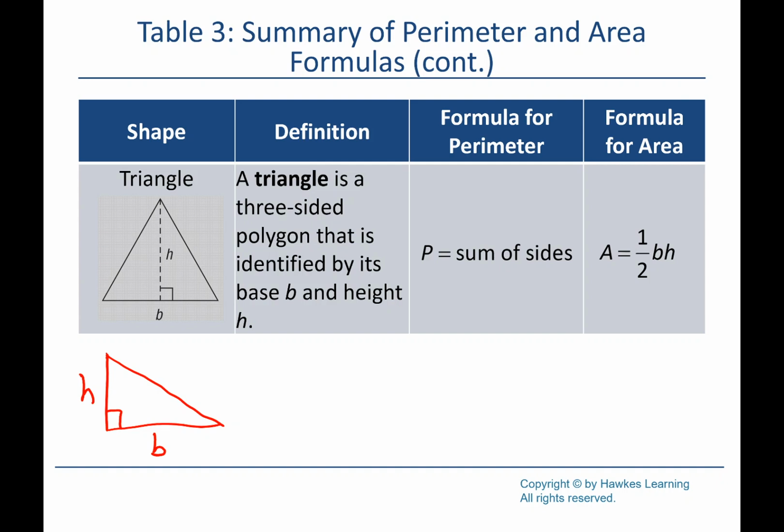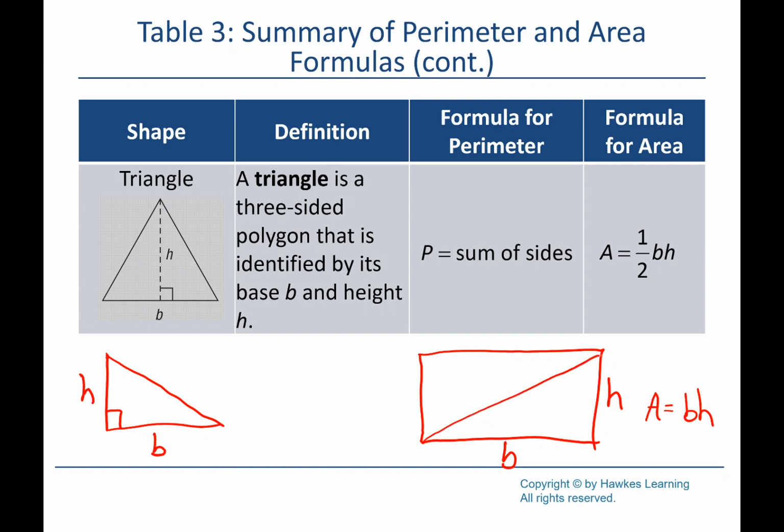Anybody, have you ever thought about why that formula is the way it is? Why we have a half in our area formula for a triangle? Well, if we had a rectangle, I'm going to call my length B and my width H. Then my area of that rectangle would be B times H, length times width. But a triangle would only be half of a rectangle. So we would have to put a 1/2 in there.